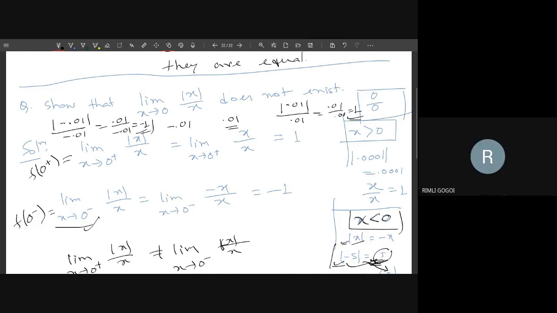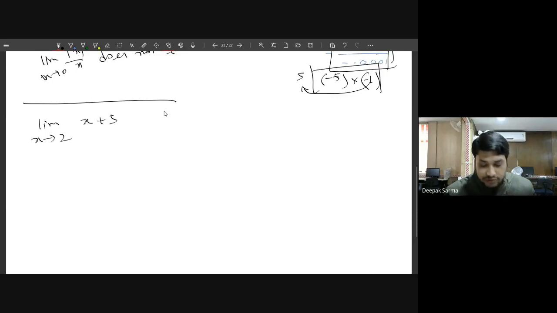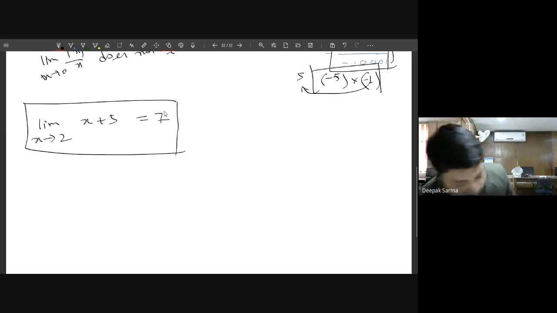Let me discuss something more. Suppose x plus 5. Whenever there is no confusion, we need not write left hand or right hand limit, so let me write the answer directly. The limit of this function x plus 5 when x tends to 2 is 7. Why? You may think that we can put x equal to 2. No, actually the meaning doesn't say that when x is equal to 2, 2 plus 5 is 7. It is not so. What does it say? Whenever x is very close to 2.